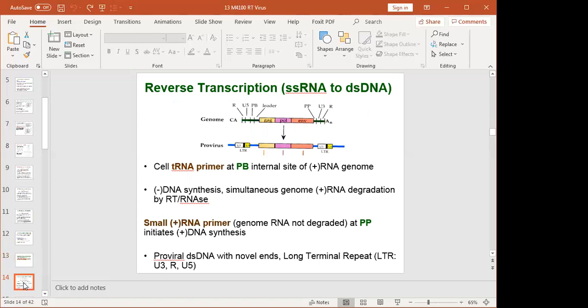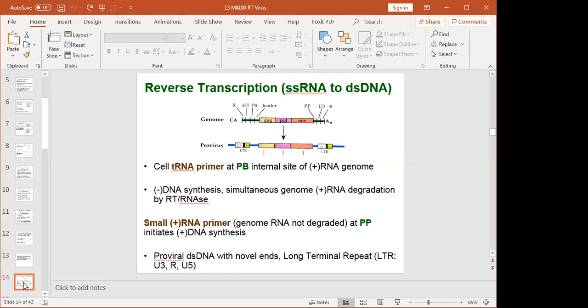So the picture shows two different sections. The top portion of the picture shows the genome of the virus, that is RNA. The bottom one is the proviral DNA sequence. So what do we have in the virus? At the 5' end, we have R, U5, and PB for primer binding, and the leader. Then we have major gene segments. Then we have the polypurine tract or PP, the unique region U3, and R. So let's see what will happen.